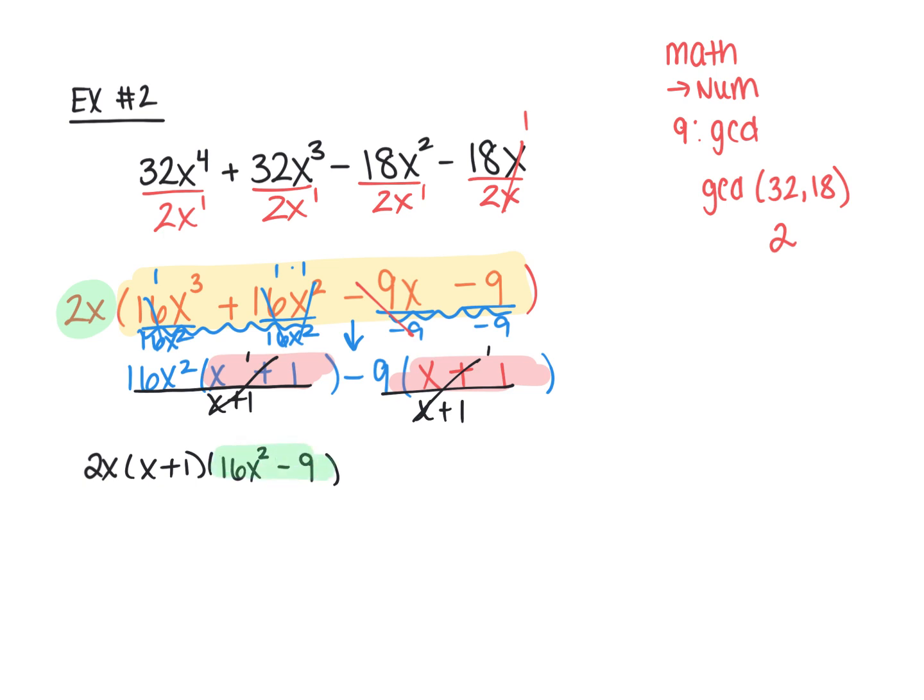16x squared minus 9 is actually a difference of 2 perfect squares. So this can actually be broken down more. So 16x squared, the square root of 16 is 4, and the square root of x squared is x, so 4x goes in the first parenthesis. Then 9, the square root of 9 is 3, so that goes here and here, with a plus and a minus, and then we just bring everything else down, and that is our final answer.